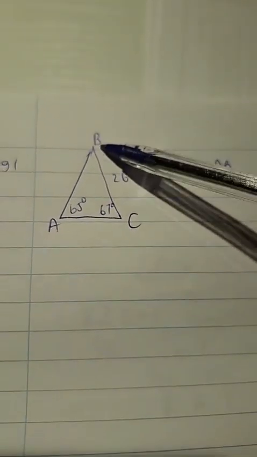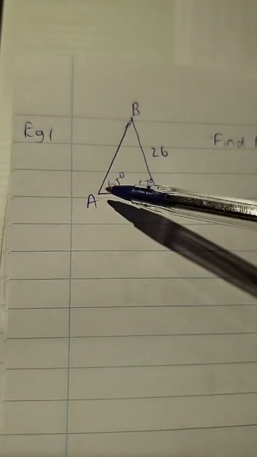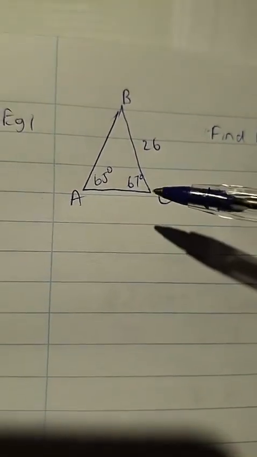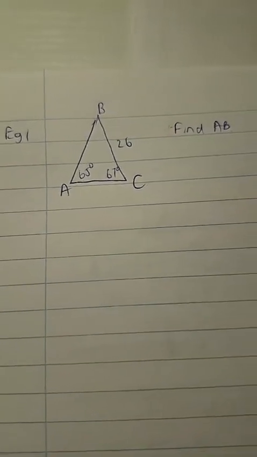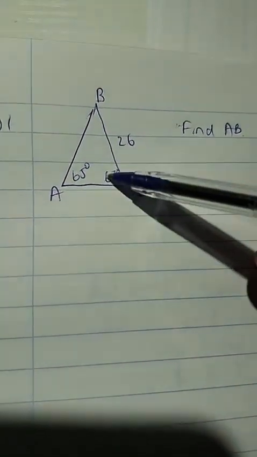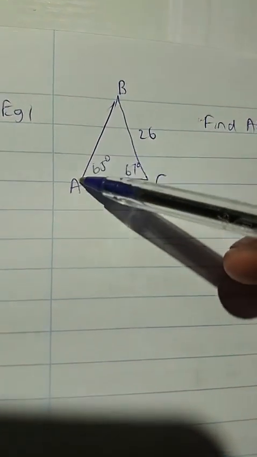But let's look at the rest of the triangle. We have BC, it's a given side, and we have an angle A, which is the angle opposite the given side. So I hope you guys see that from this scenario, the angle that has been given to us is opposite the side that we want.